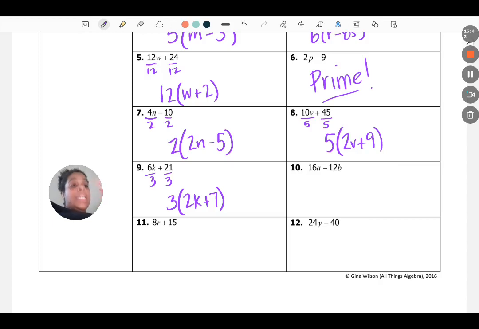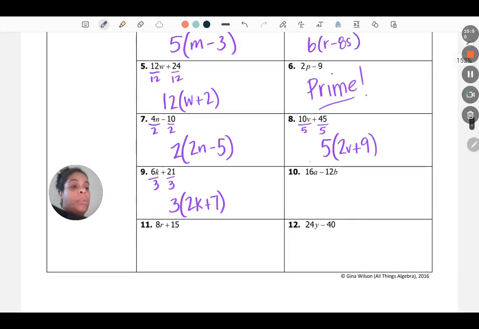4. 16 is a factor of 4, and 12 is a factor of 4. So we can use 4. 4 is our greatest common factor. We're going to use 4 here, and 4 will become our factoring number. 16 divided by 4 is 4a. We're going to leave the a minus, and 12 divided by 4 is 3, and leave the b. Boom.